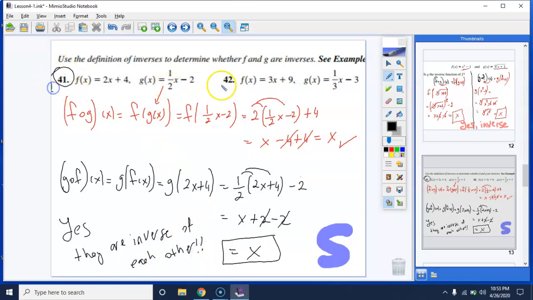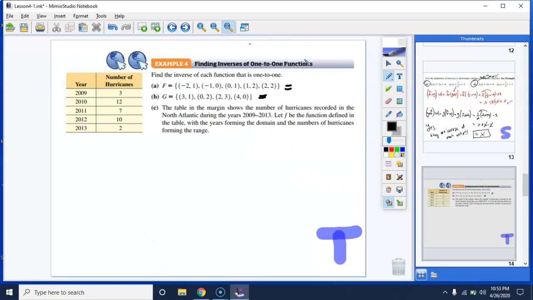Because I've done this one, please complete this one. All right, this is yours. Let's move on. That's the easiest one, basically.